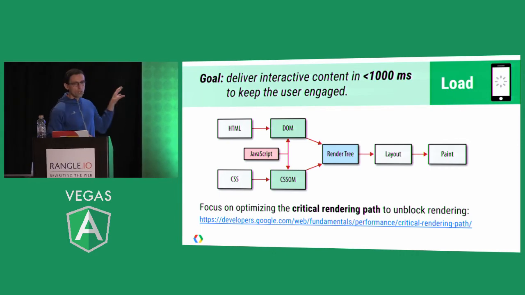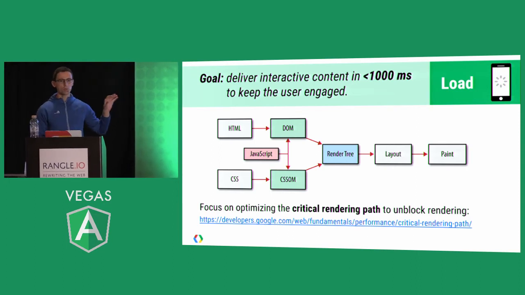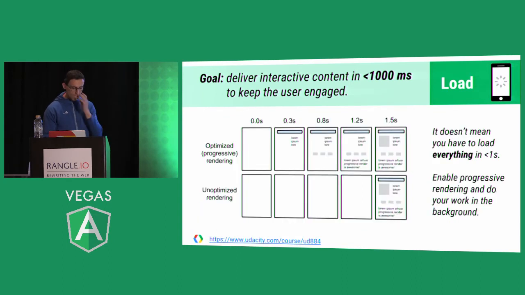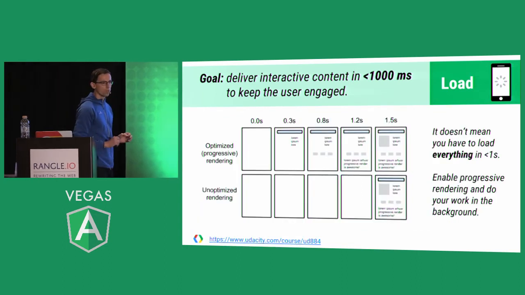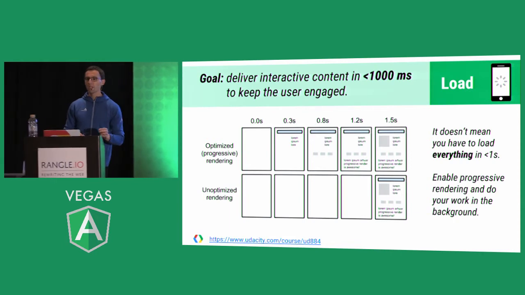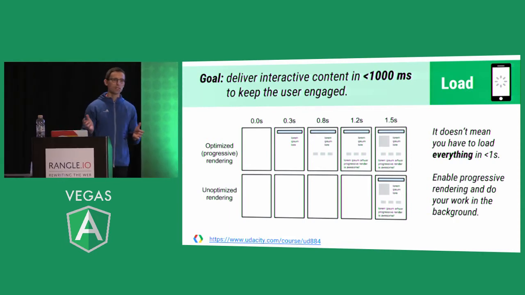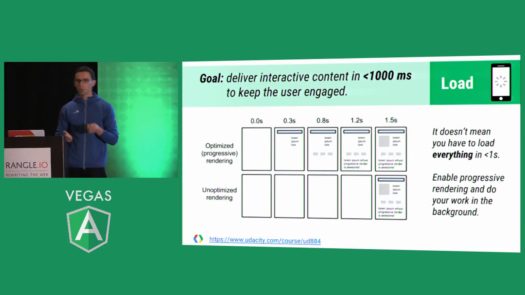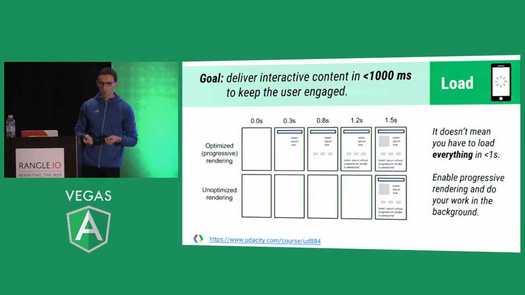So we don't have time to go into the specifics of how you would go about doing this, but there are great resources on the web that will talk about this and walk you through the required sequence. But one thing I want to highlight here for load in particular is that I'm not talking about loading everything in 1 second, right? That may not even be technically possible for some of the things that we're building. But what we're talking about is delivering progressive rendering.